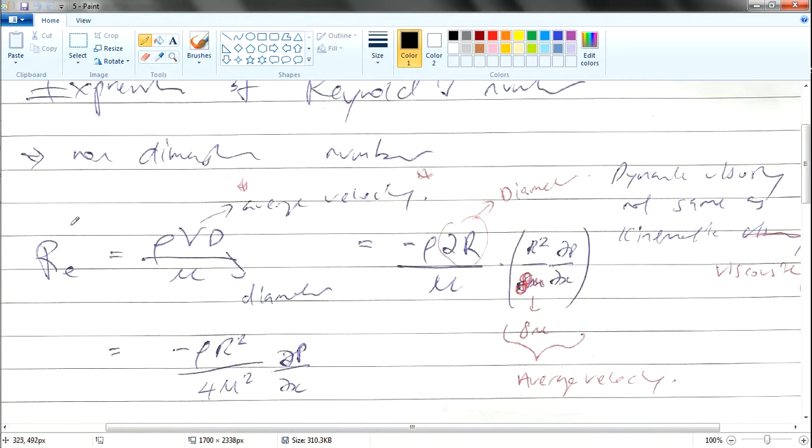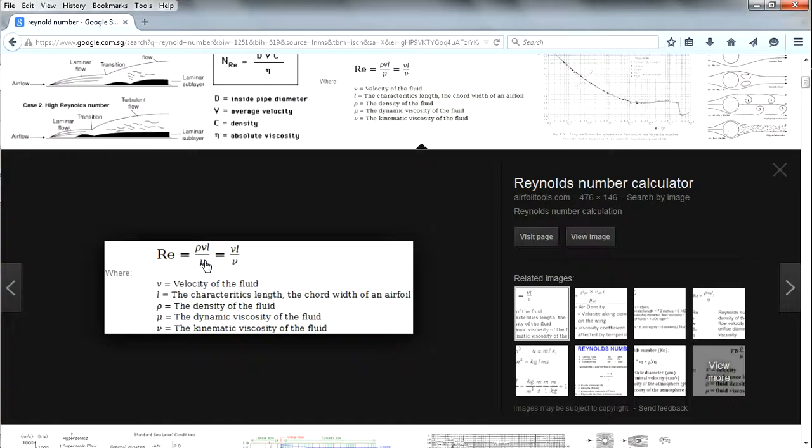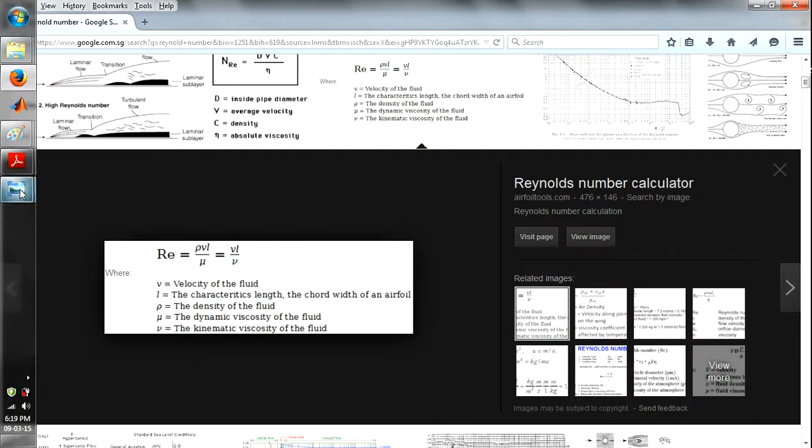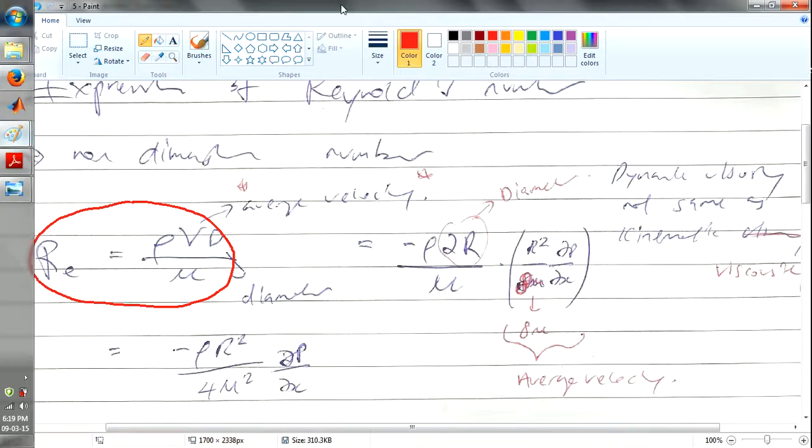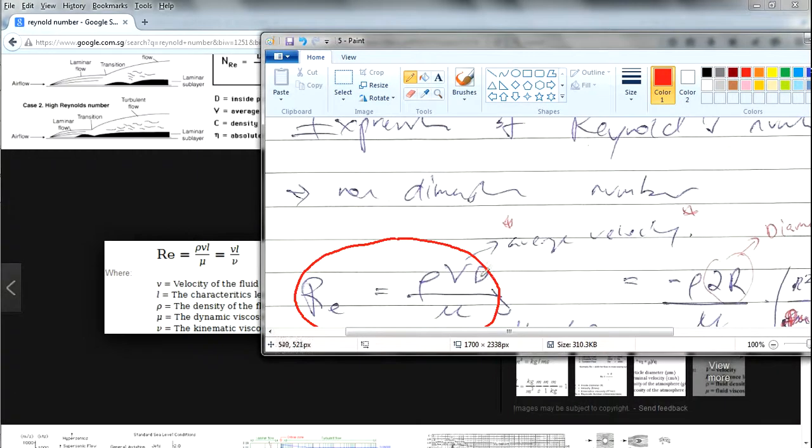To find the Reynolds number, you're going to use this equation. This is the equation you use for a pipe. Remember, for a pipe there's a different Reynolds equation. For a non-pipe system, we use the length: rho v L over nu. If it's a pipe, we use rho v d over nu. So you're going to know which one to use.